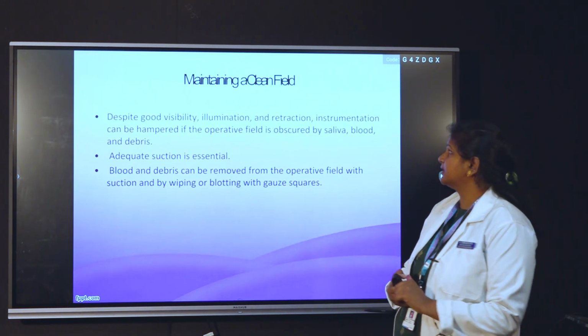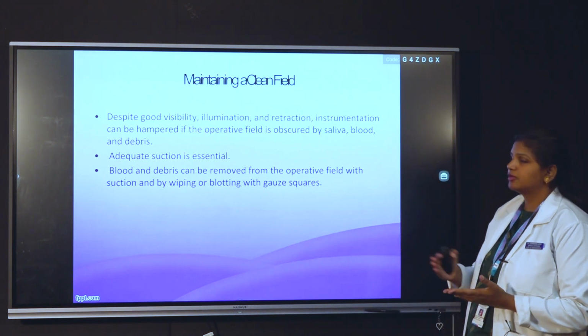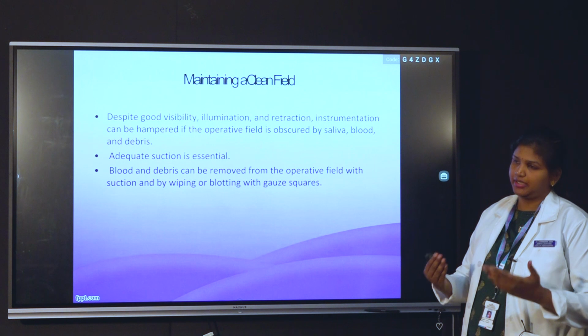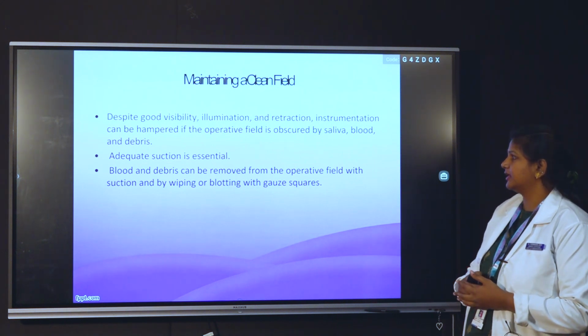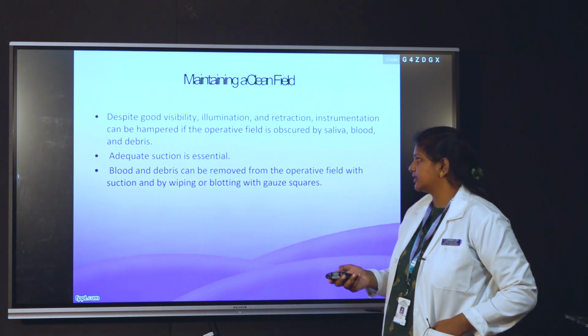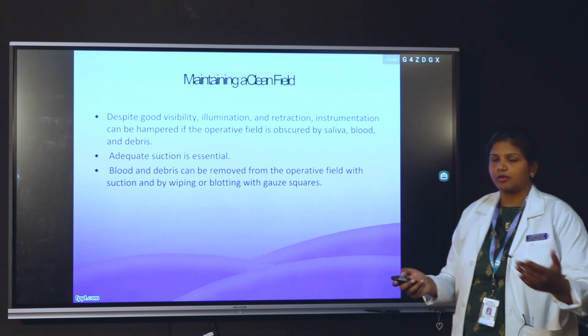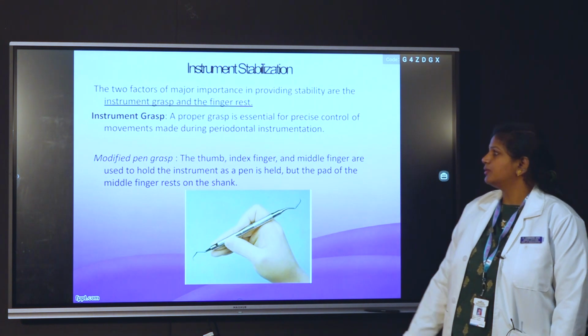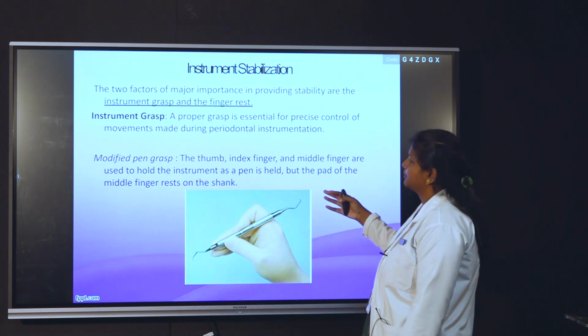The other main thing is we have to maintain a clean field. Despite good visibility, illumination or retraction, there should be clean field maintenance. This is done through adequate suction, which is essential, and blood and debris have to be removed with cotton or gauze. So to handle an instrument, instrument stabilization is more important.